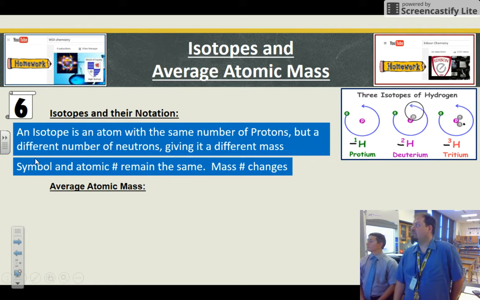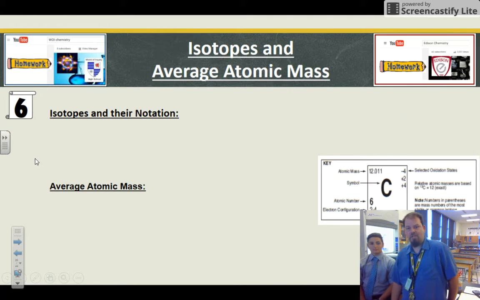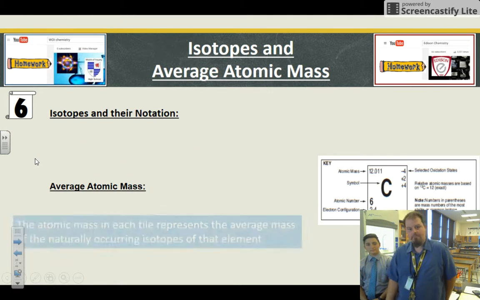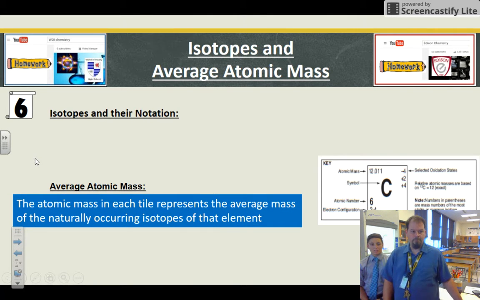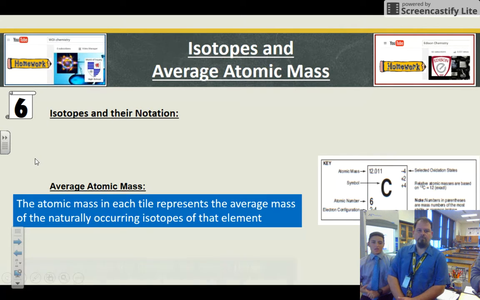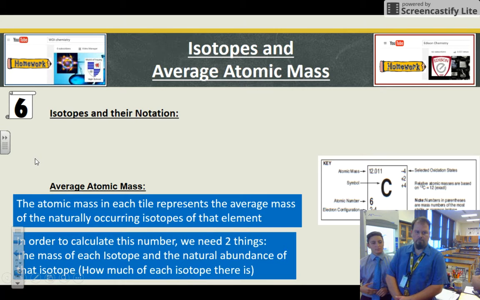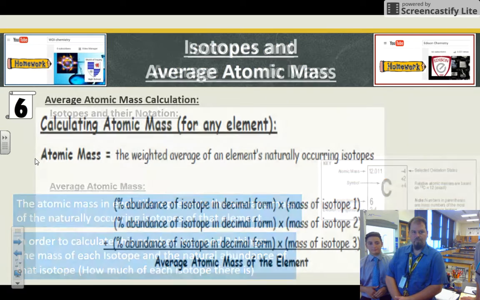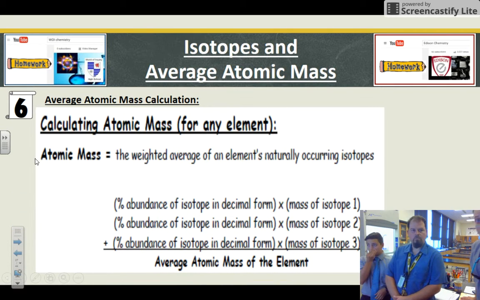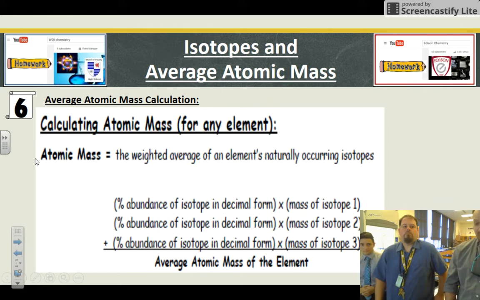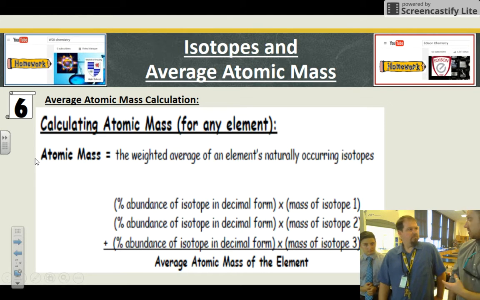Now we get to this whole piece called average atomic mass. This is that upper piece in the box that's talking about average mass, and that has to do with those naturally occurring isotopes. We have to calculate that, and you need 2 things. That's the mass of each isotope and how abundant it is, and that'll be in a percentage. This is what the calculation looks like. It looks terrifying at first, but we're going to show you an example.